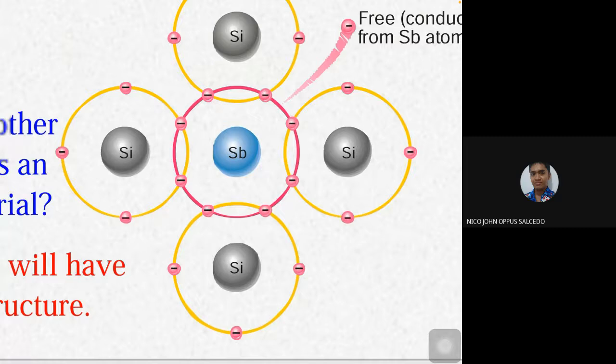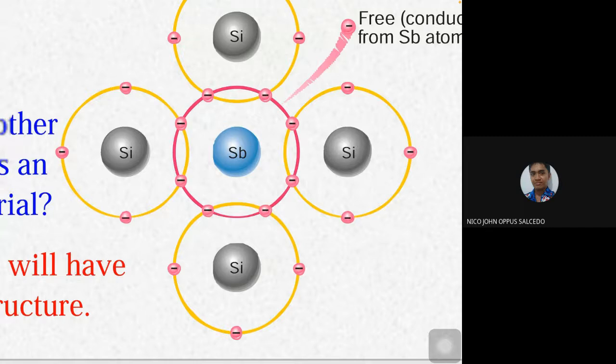Antimony has 5 valence electrons. Even with simple arithmetic, if silicon has 4 valence electrons, those 4 come from the four silicon atoms around the antimony atom, and antimony has 5. So 5 plus 4, that's 9, right? 9, 5 plus 4, 9.